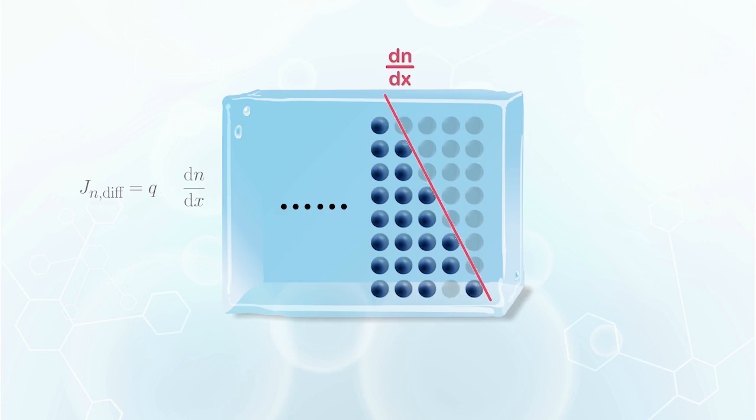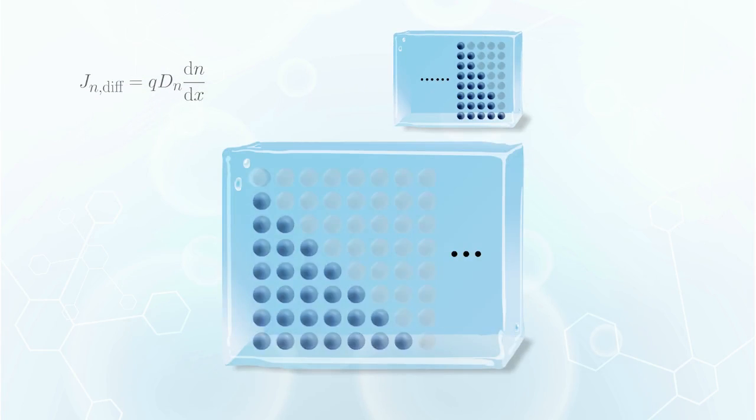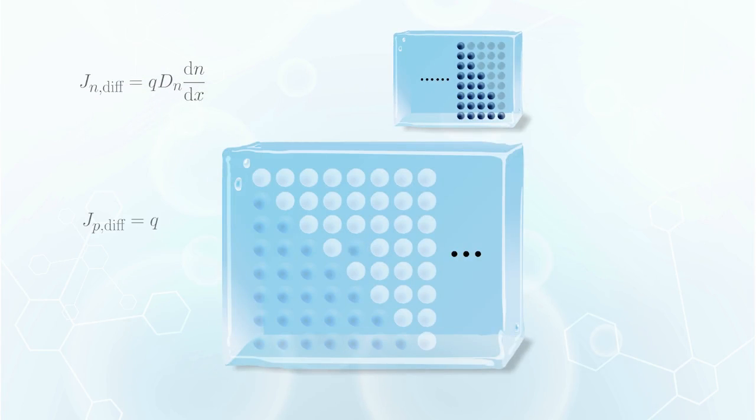In the equation, Dn is the electron diffusion coefficient, and its value indicates how mobile electrons are in the medium. It can be regarded as a constant once the medium is known. To calculate the current density, the number of electrons flowing has to be multiplied by q, which is the charge that each electron carries. The corresponding diffusion current density for holes will be q Dp dp/dx, with the hole concentration denoted by p and the hole diffusion coefficient denoted by Dp.